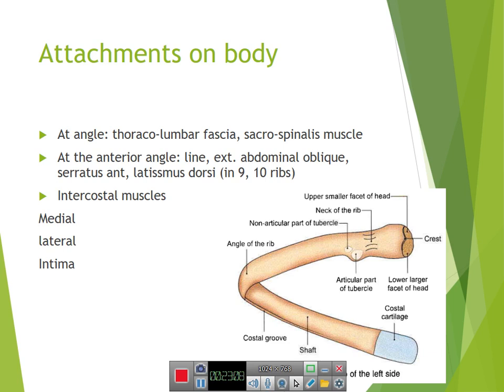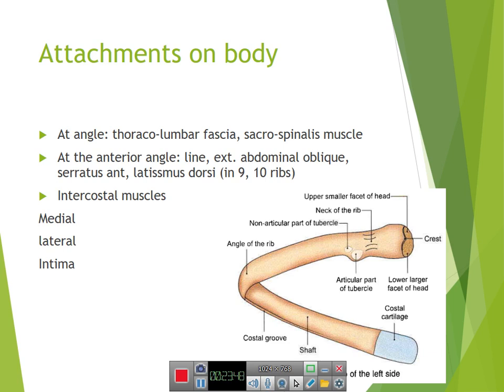Attachments of the shaft: number one, the thoracolumbar fascia and the lateral fibers of the sacrospinalis muscle are attached to the angle. Do you remember where it is, the angle? Exactly, 5 centimeters lateral to the tubercle we have the angle. So thoracolumbar fascia and sacrospinalis muscle are attached to the angle. Medial to the angle, the levator costae and the sacrospinalis are attached.